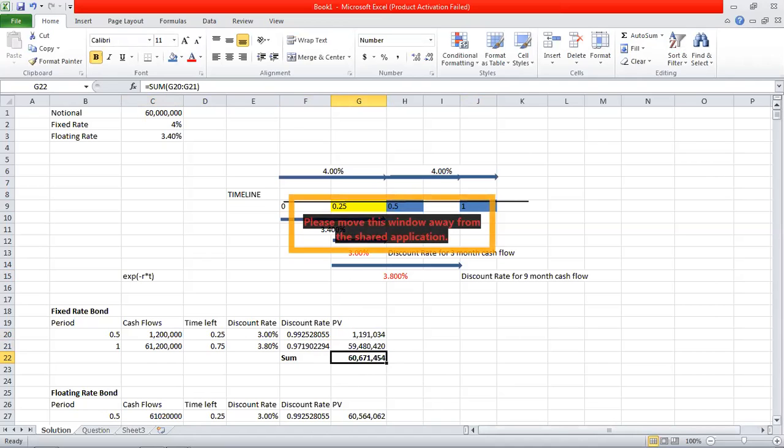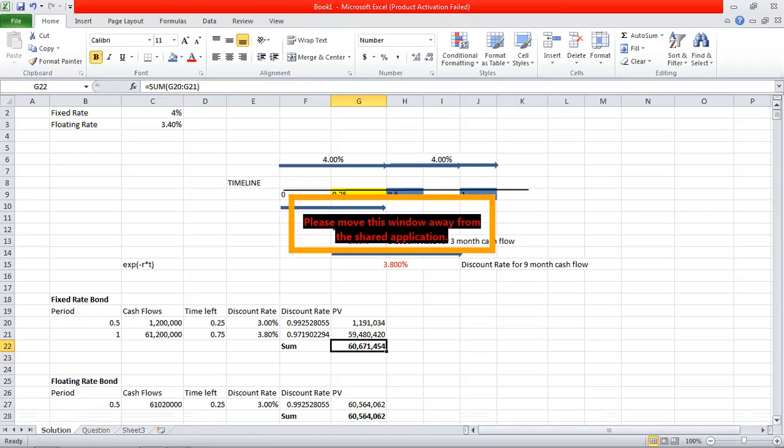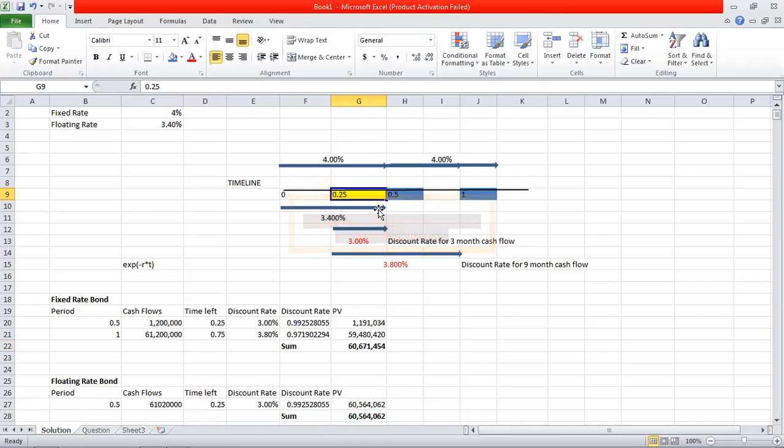Now we have to value the floating rate bond. For a floating rate bond, we don't know the interest rate that is going to apply between period 0.5 and 1. We only know the interest rate between 0 and period 0.5, which is 3.4%. Now think of it, we only know one interest rate.